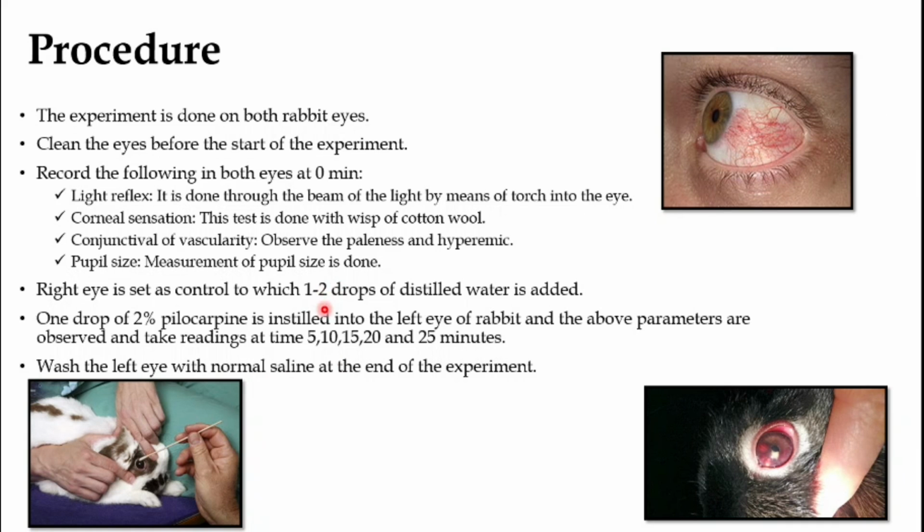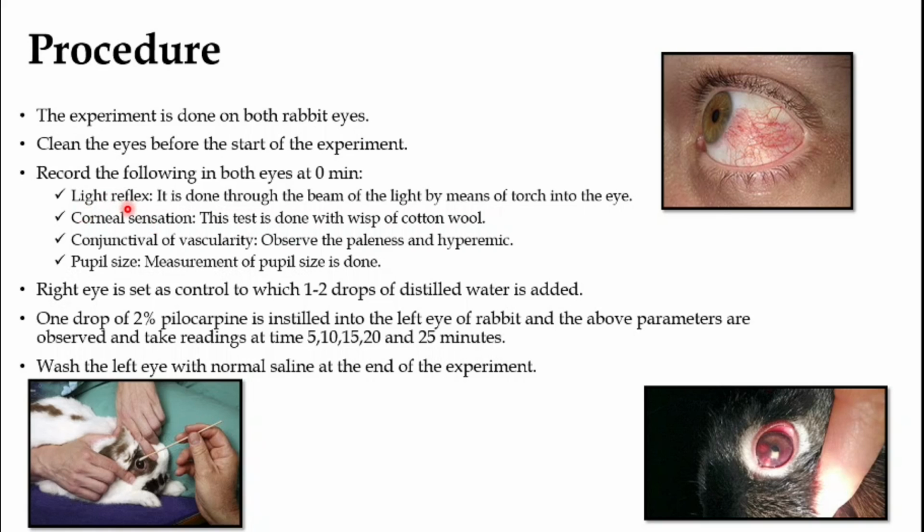Right. So what is the procedure of the experiment? How we will perform the experiment? The experiment is done on both rabbit eyes, and first you have to clean the eyes of the rabbit with the distilled water before the start of the experiment, and then record the following in both eyes at 0 minute.